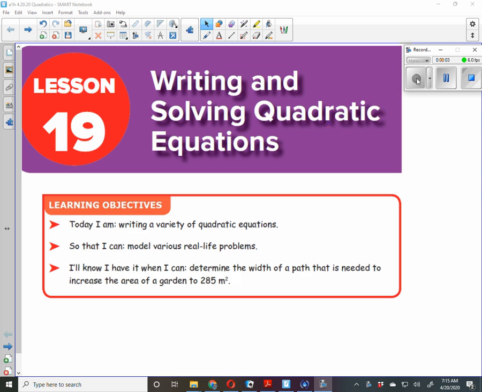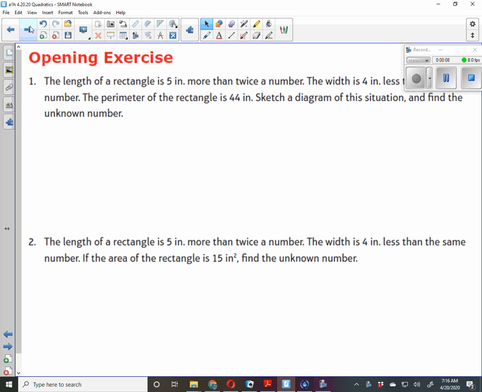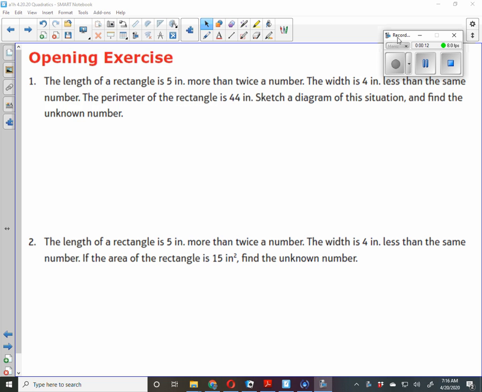Writing quadratic equations. They're going to jump right into this. The length of a rectangle is 5 inches more than twice a number. The width is 4 inches less than the same number. The perimeter of a rectangle is 44 inches. Sketch a diagram of this situation and find the unknown number.